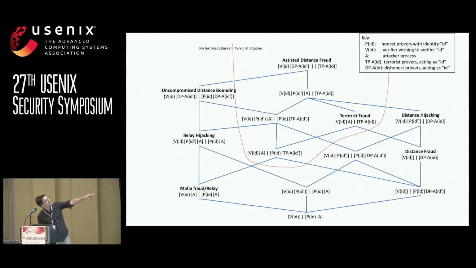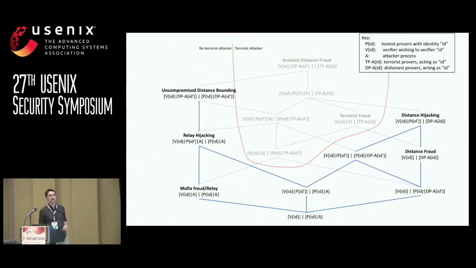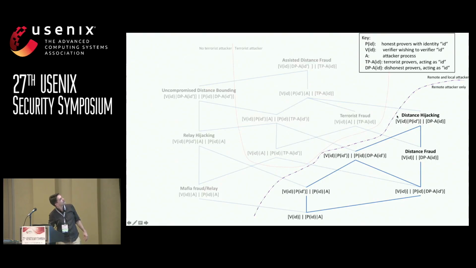So this section here, that grayed out section, all uses terrorist attackers, which I think is a very strange attacker model. It's an attacker who could send their private key, but chooses not to. So to me, that's really an unrealistic attacker model, which means this new property of uncompromised distance bounding and distance hijacking are the most powerful properties you could consider. So this section here is remote-only attackers. So if you have remote-only attackers, distance hijacking is the property you need to check.